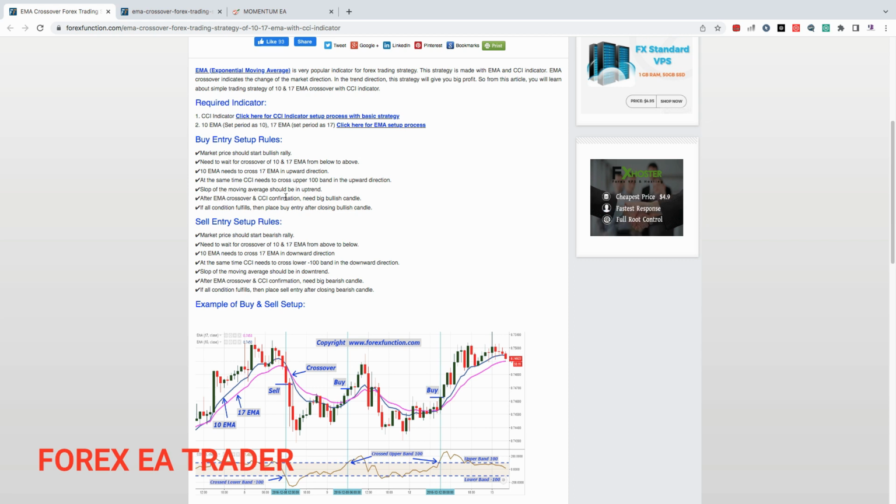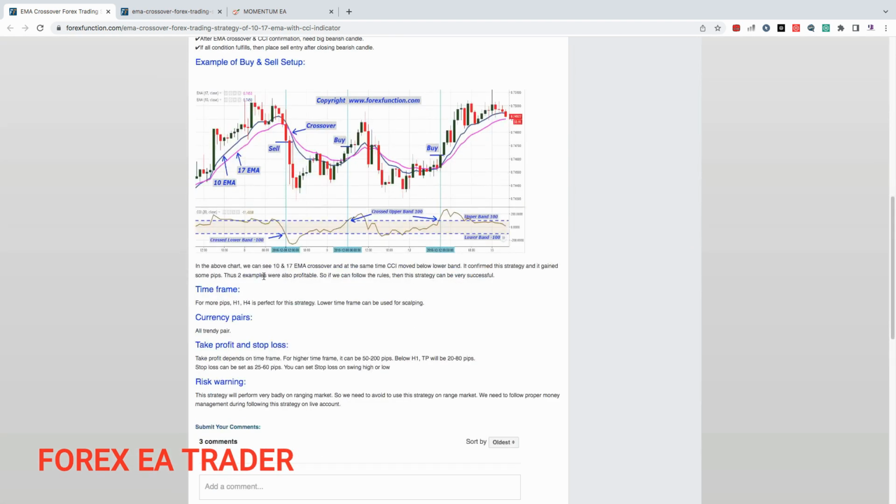The slope of the moving average should be in an uptrend. After the EMA crossover and CCI confirmation, we need a big bullish candle. If all conditions are fulfilled, then place the buy entry after the closing of the bullish candle. The opposite is basically what you can do for the sell conditions.